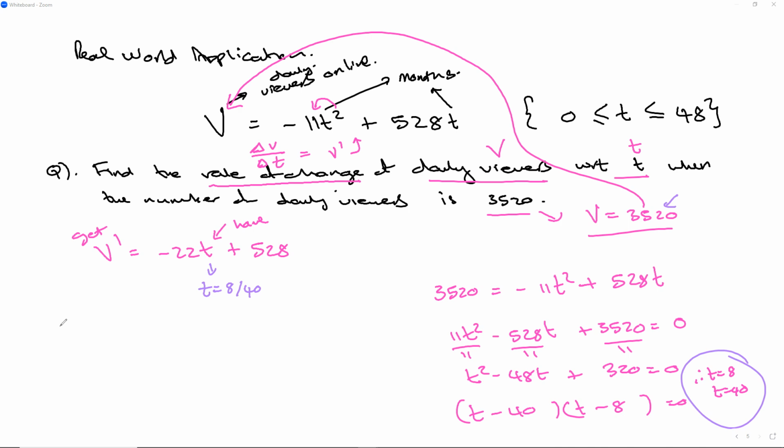So when I substitute t equals 8 in there, the derivative is equal to negative 22 times 8 plus 528. So we have two options there. Negative 22 times 8 plus 528 comes to 352, or negative 22 times 40 plus 528 comes to negative 352.